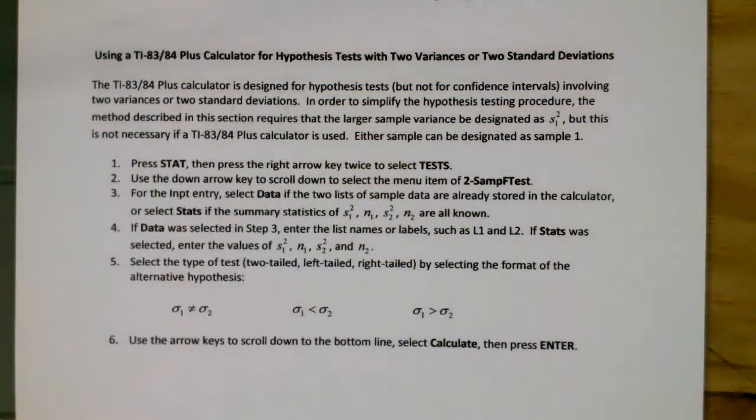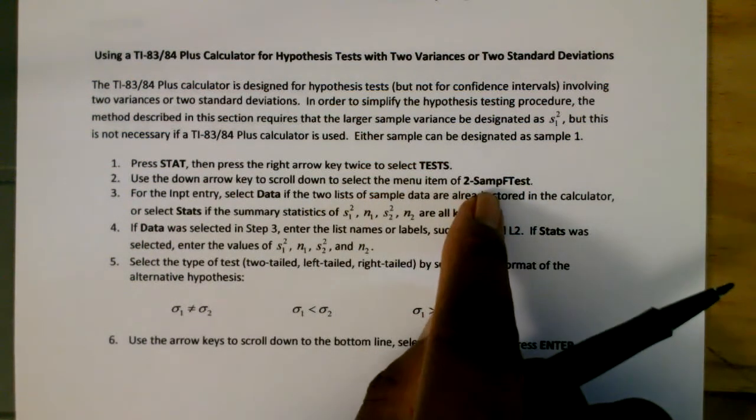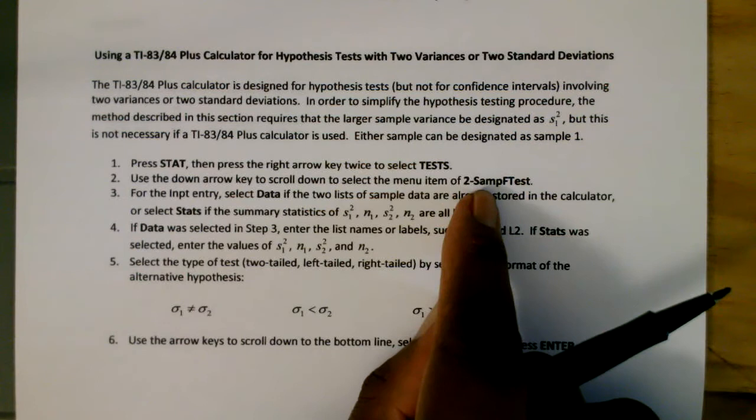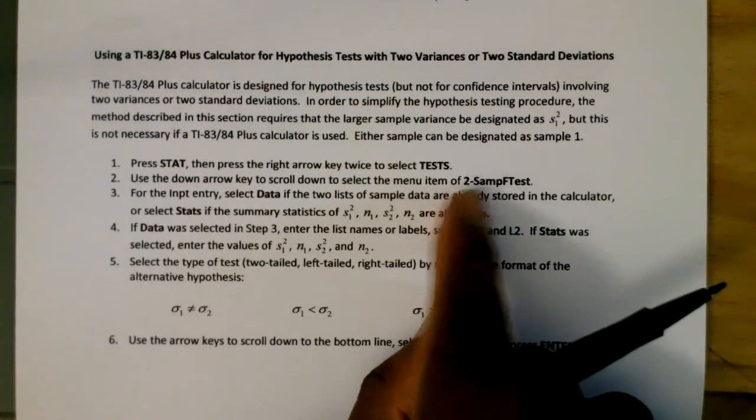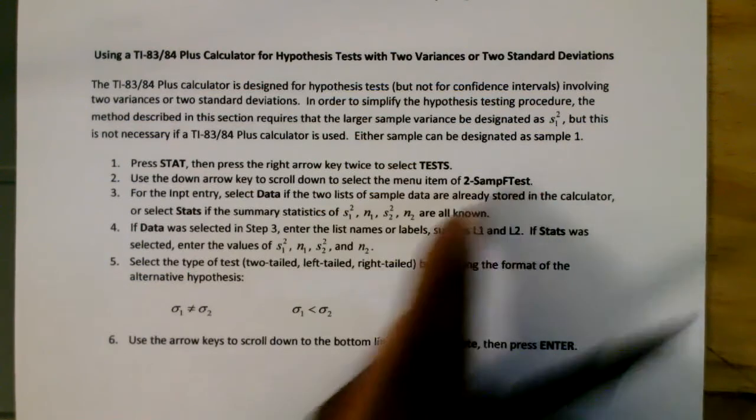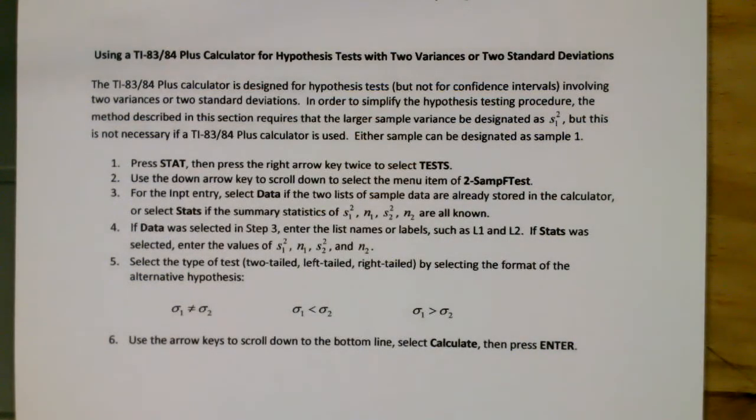All right, number one, you have to press the STAT key, then use the right arrow key twice to select TESTS. Then you're going to use the down arrow key to select this menu item. This is 2-SampFTest. That's the one you're going to use, 2-SampFTest. That's just short for two-sample F-test. Then number three, for the input entry, you're going to select Data if you have two sample data sets already stored in the calculator, or select Stats.